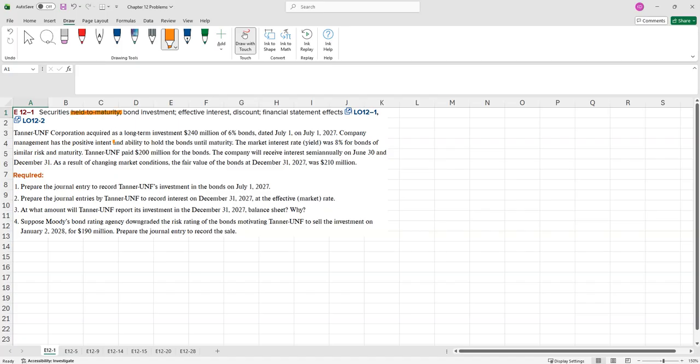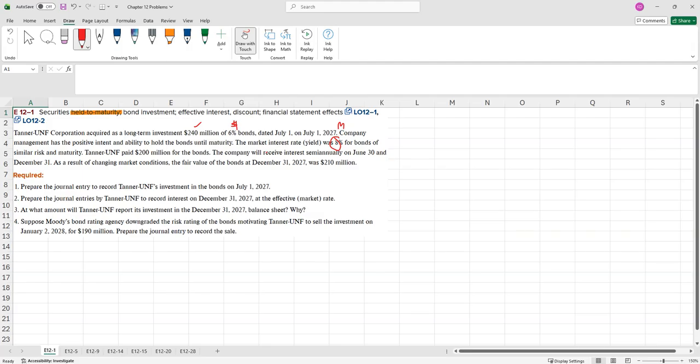It's like the Charizard. We plan on holding this thing until the end. They give us some information. They acquired a long-term investment, namely $240 million of 6% bonds, so that's the stated rate. The company management had the positive intent to hold them until maturity, so they're held to maturity. The market rate was 8%, so we have a difference between the stated rate and market rate there.